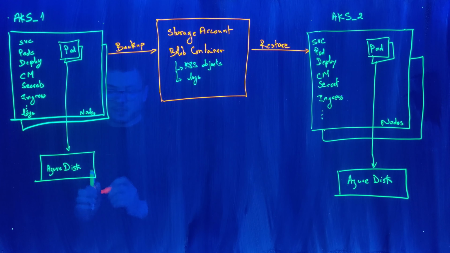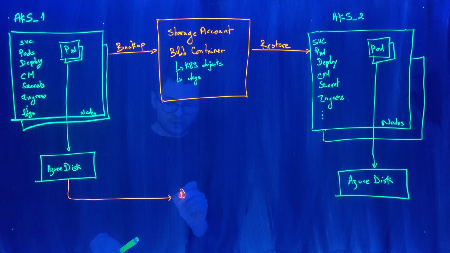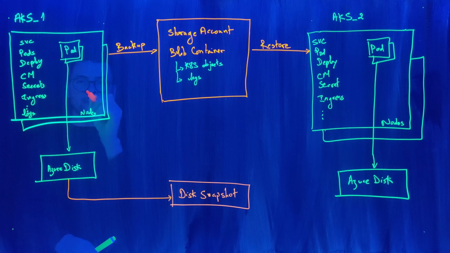Now for the Azure Disk, we will not put the Azure Disk into a storage account, but we'll use another solution actually. For the backup of those Azure Disks, we'll leverage another tool available in Azure, that is the Azure Disk Snapshot. So how does this work? Within AKS already today we have support for the CSI snapshot, for the disk snapshot. That's a feature that you can enable in your cluster, okay.